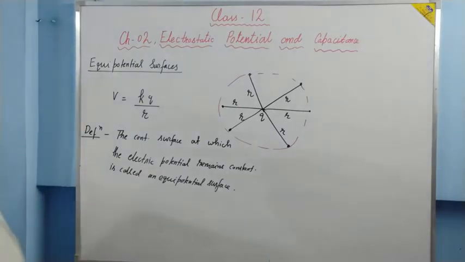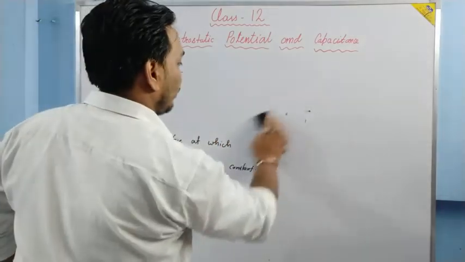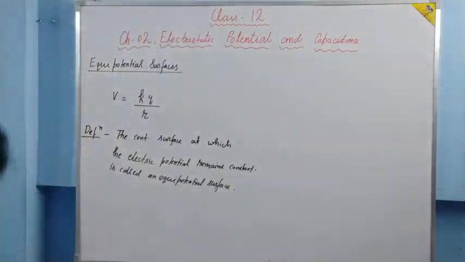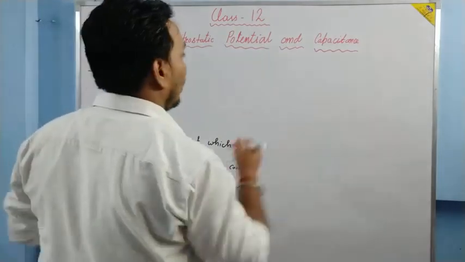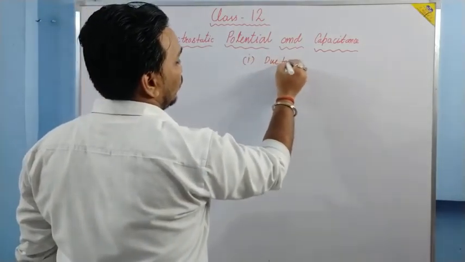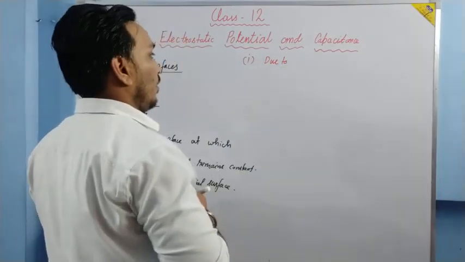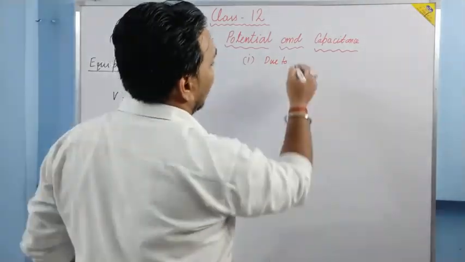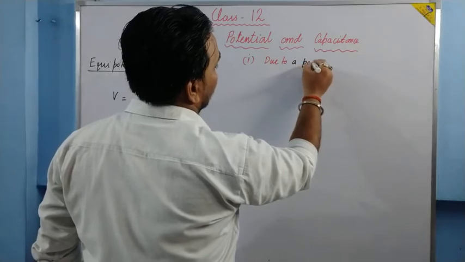Okay. Now we are going to study what are the shapes of equipotential surfaces due to different charge configurations, right? So first of all, first thing, due to a positive charge.